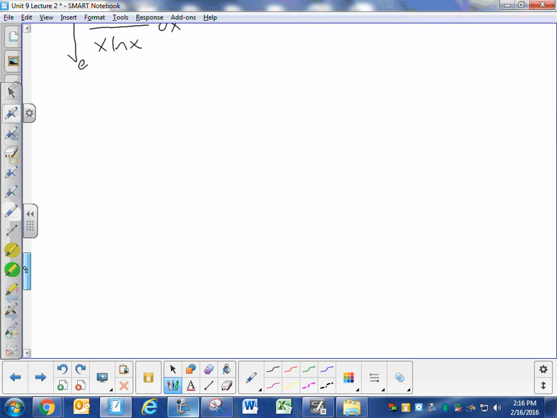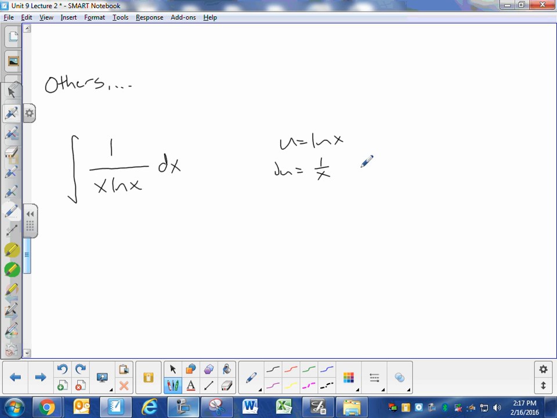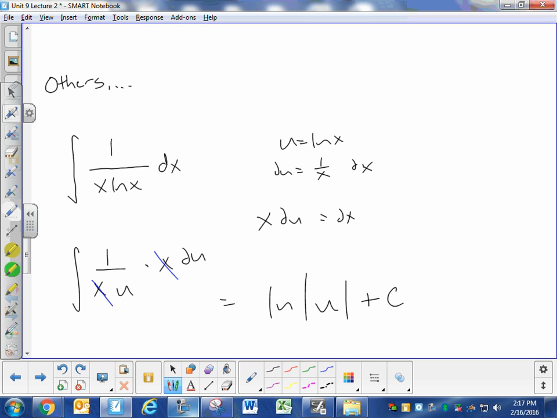Before you leave, what should we set u equal to for this one? Log of x is correct. Why log of x? Because the du would end up canceling with the x. That 1 over x would cancel with the x. Okay, you'll see that on your homework. The log of u plus c ends up being the log of x plus c.